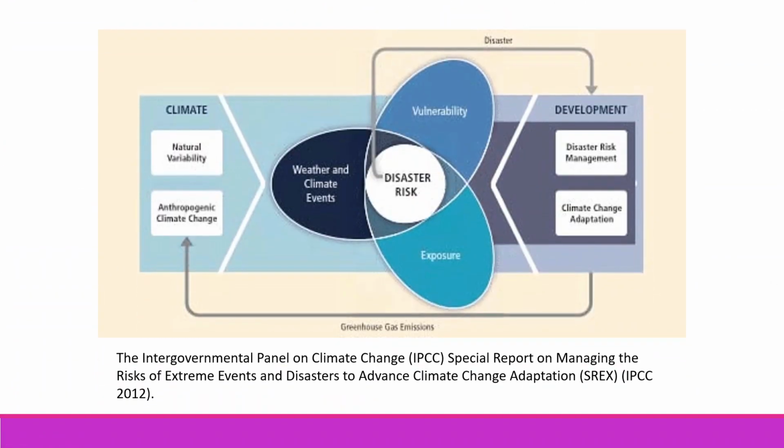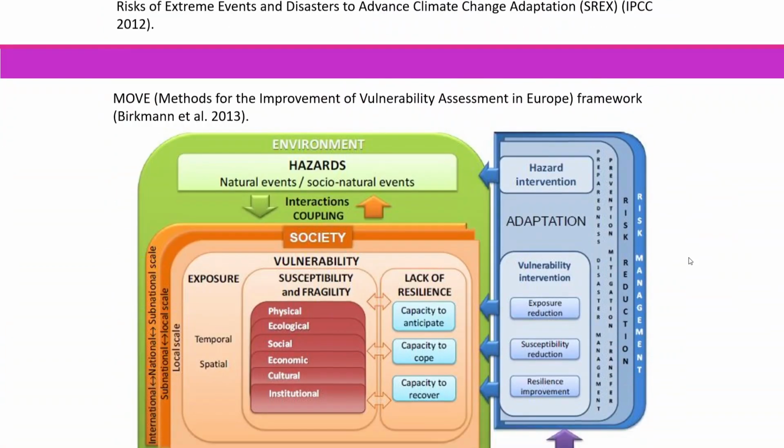Okay, this is a very famous model of the IPCC, the IPCC Special Report on Managing the Risks of Extreme Events, the SREX framework. This describes vulnerability as a subsequent part of risk, along with hazard and exposure. The interaction of all three will result in your climate risk or disaster risk. That was used to explain how the climate change aspect can be integrated into disaster risk reduction.